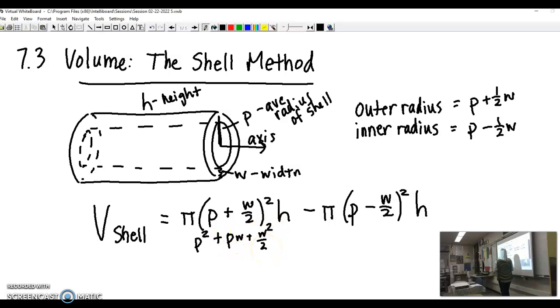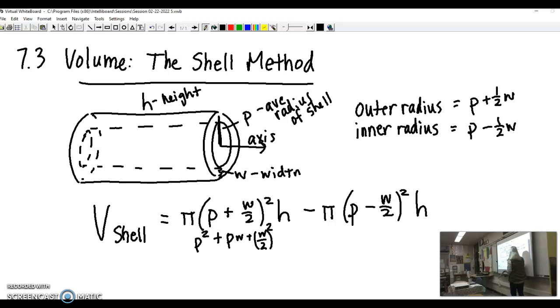Wait, so what is that for again? That's the thing expanded, right? If I FOILed it out, yeah, that's what I meant. If I FOIL it out, you get p squared, right? And you get this squared. And the insides and outsides would be pw divided by 2, but you have 2 of them. So it would be just pw.